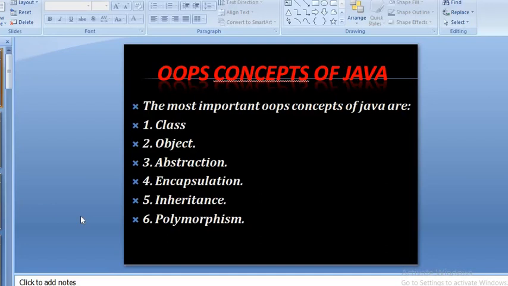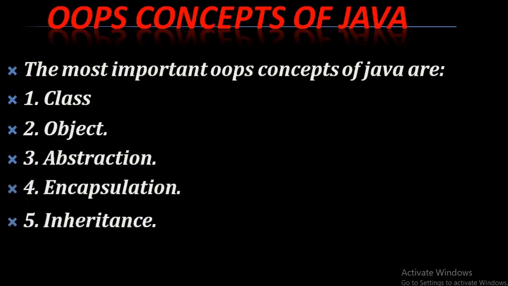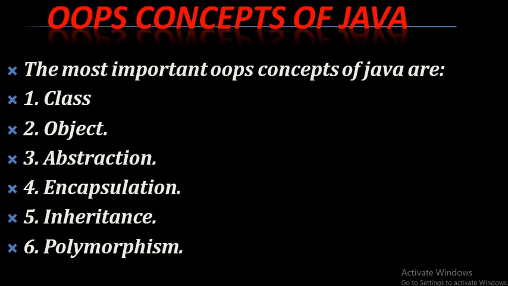And today in this video tutorial I am going to discuss OOPS concepts of Java. What are the object oriented programming concepts found in Java? We will discuss clearly in this video. The most important OOPS concepts of Java are class, object, abstraction, encapsulation, inheritance and polymorphism. We will see one by one what these concepts are in detail.